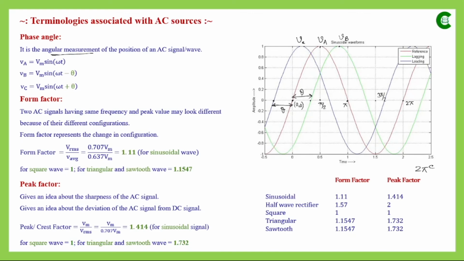So for a sinusoidal signal, the RMS value was 0.707 of the peak value, and the average value was 0.637 of the peak value. So if Vm is the same parameter, the peak value of the sinusoidal signal, they will cancel each other, and this ratio finally will have the value 1.11. So the form factor of a sinusoidal signal is 1.11, and for a full wave rectified waveform, also sinusoidal, the form factor is also 1.11.